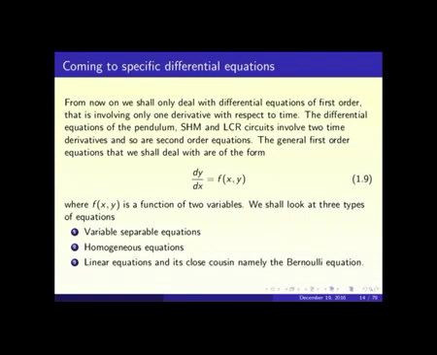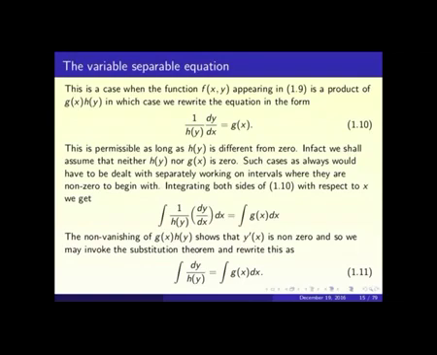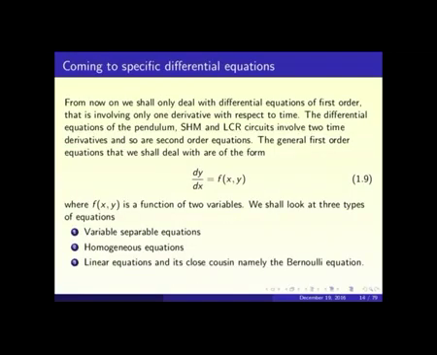But in the first example that I gave you, f of x, y equal to x squared plus y squared, this is not a product of a function of x and a function of y, correct? So, what is a variable separable equation? The equation 1.9 is a variable separable equation if f of x, y is of the form g of x into h of y. When the function f of x, y appearing in 1.9 is a product of the form g of x into h of y, then we say that the differential equation is variable separable, right?